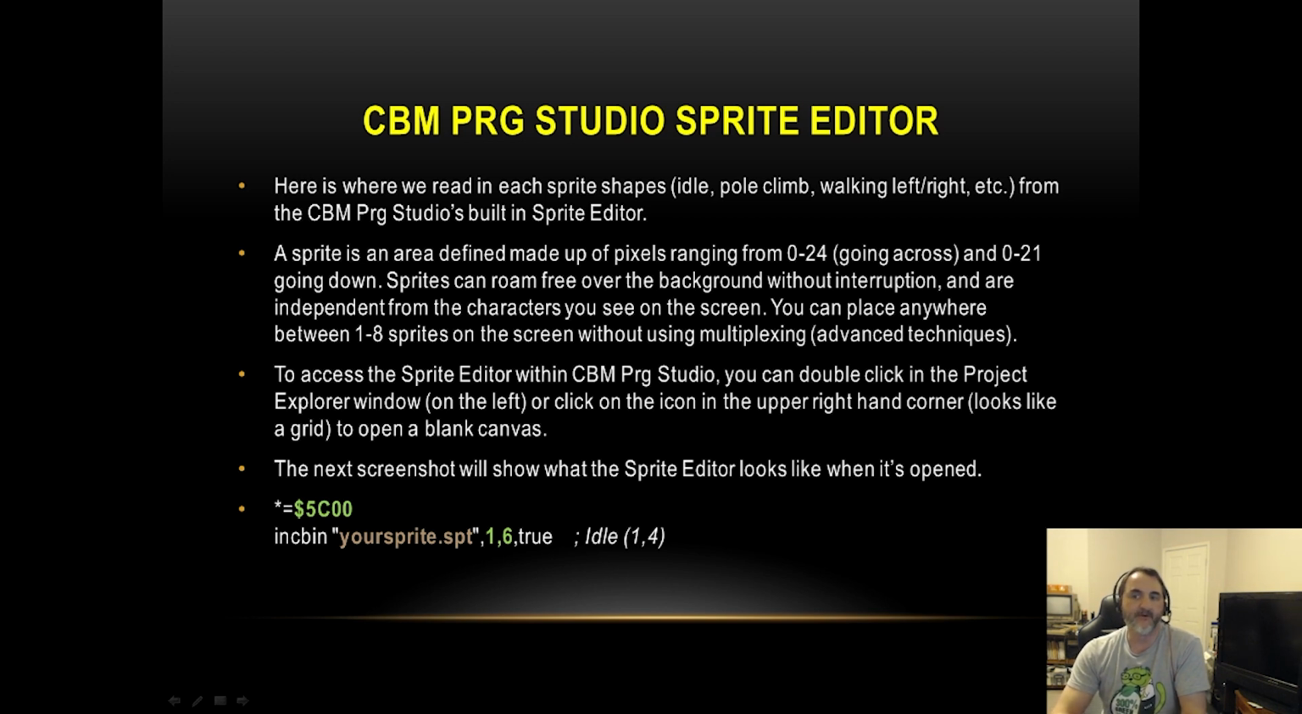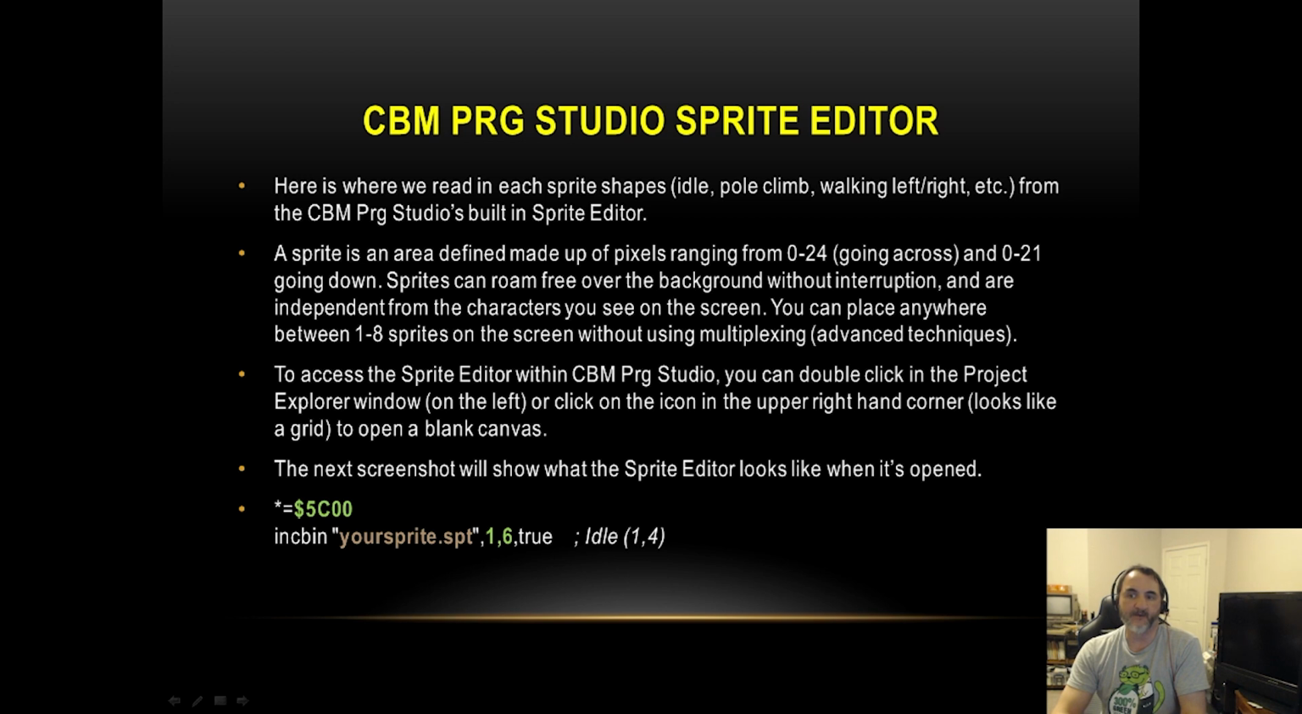A sprite is an area made up of pixels ranging from 0 to 24 going across and 0 to 21 going down. Sprites can roam free over the background without interruption and are independent from the characters you see on the screen. You can place them anywhere. You can place anywhere between 1 to 8 sprites on the screen without using advanced multiplexing techniques. Although sprites do start with 0, I want you to know that there's actually a total of 8 sprites.